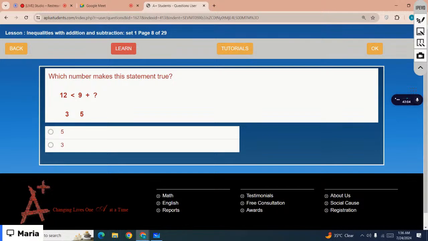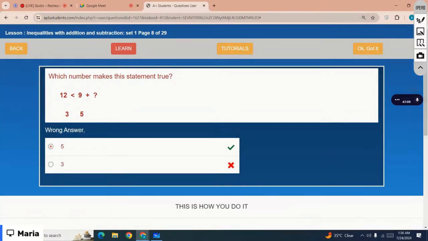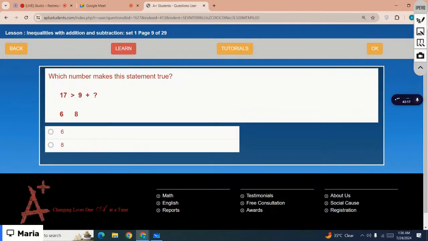Yes, option number 2 is the correct option. 3, it is. 9 plus 3 makes 12, right? But 12 is not less than 12, right? So that is 5. 9 plus 5 makes 14. 12 is less than 14.